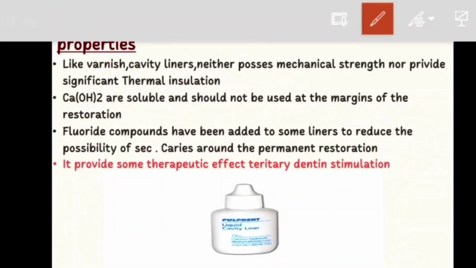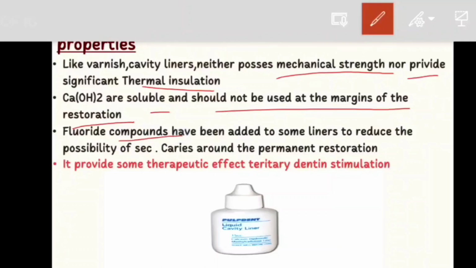Now, properties of a liner: there is no mechanical strength, there is no thermal insulation, and calcium hydroxide is soluble and shall not be used at the margin of the restoration, because calcium hydroxide stimulates tertiary dentin formation, so it should not be used at the margin. A fluoride component may be added to some liners to reduce the possibility of secondary caries around the permanent restoration. So, it provides some therapeutic effect, that is tertiary dentin stimulation.